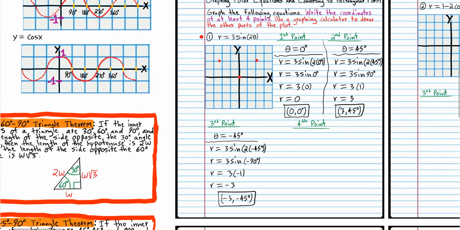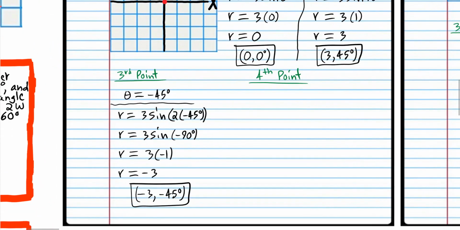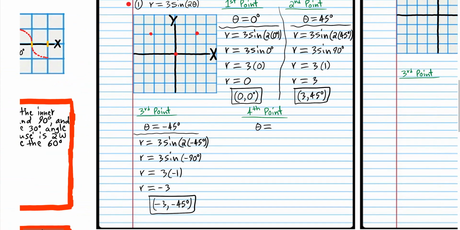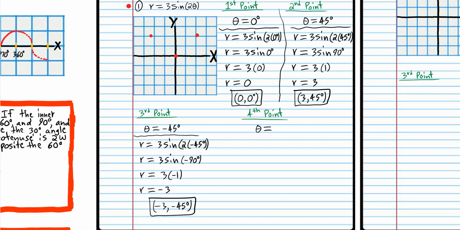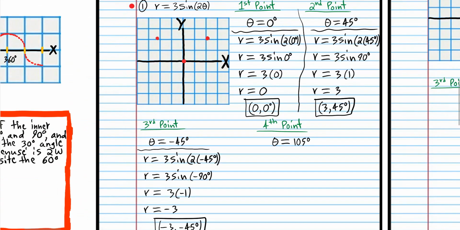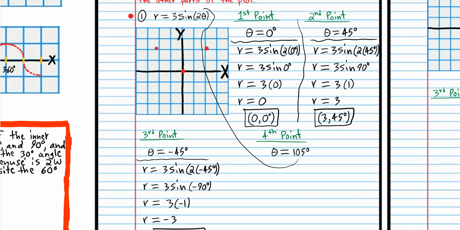Okay, so let's choose one more point. What should we choose for theta? Now again, we want to stay away from 30 or 60. We could choose 180, but at this point we may want to use a special triangle just so you can remember how to calculate those values, because sometimes we're going to have to do that. So maybe we should try 105 degrees, because I know when I multiply 105 by 2, we're going to get a special angle, 210 degrees.